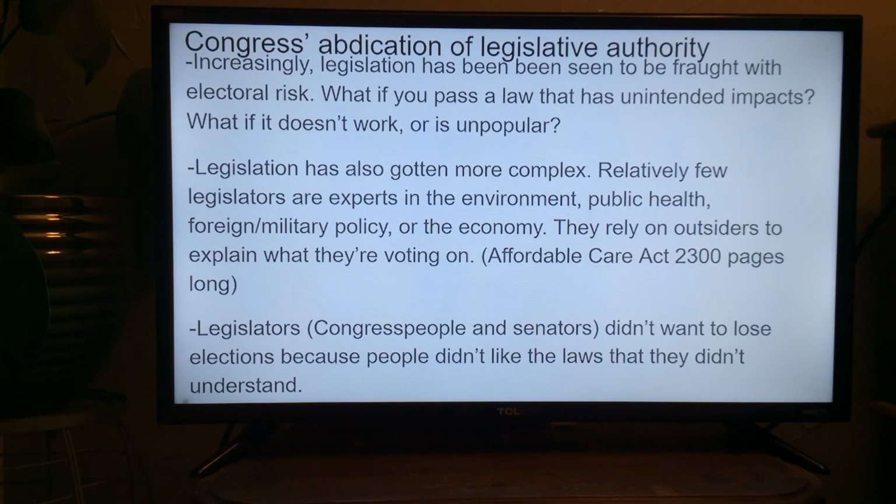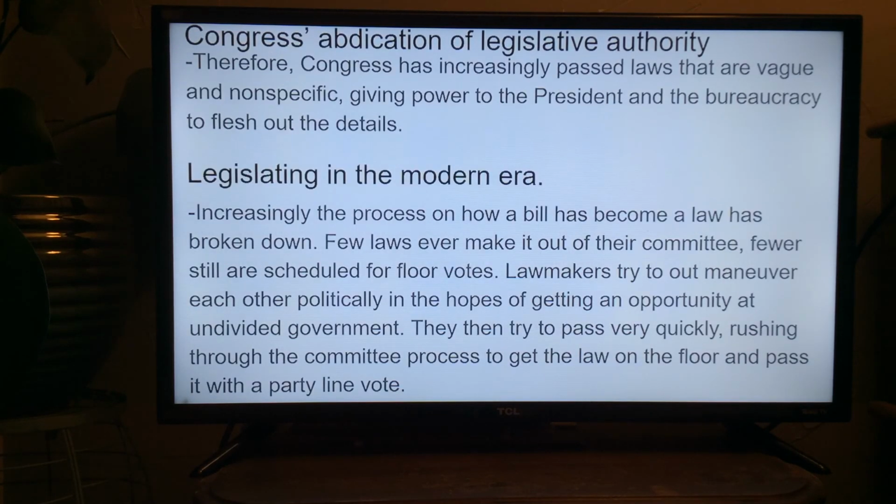Legislators, at the end of the day, don't want to lose elections because people didn't like the laws that they pass, or because they pass laws that they didn't even understand. So what do they do instead? Well, A, they don't pass laws, and B, when they do pass laws, those laws are vague. They're non-specific. They give power to the president and the bureaucracy to really flesh out the details and make the tough decisions. So with all this put together, how is Congress, a Congress which is increasingly divided between itself and the presidency, and trying to pass laws of incomprehensible complexity, supposed to legislate?